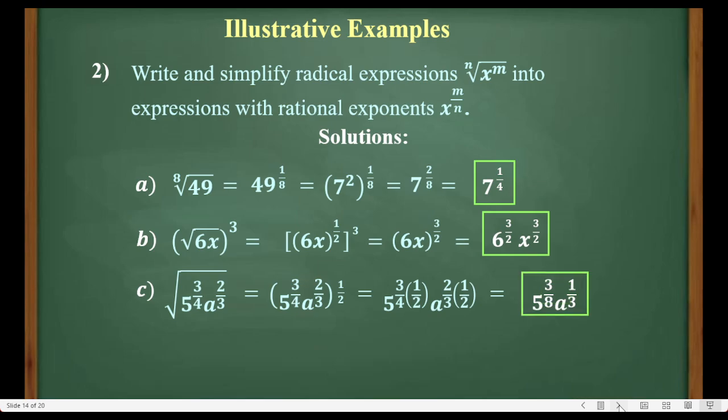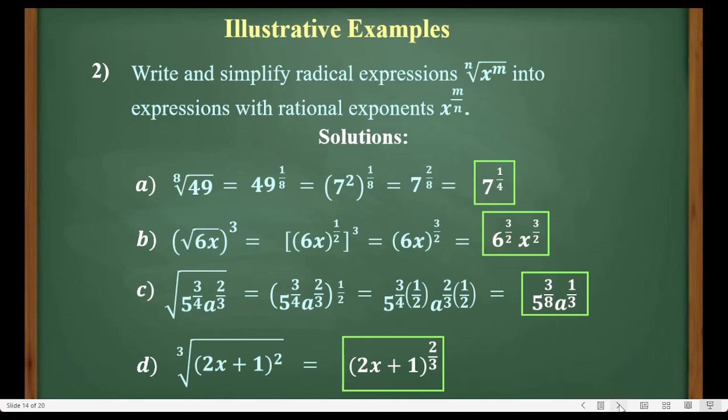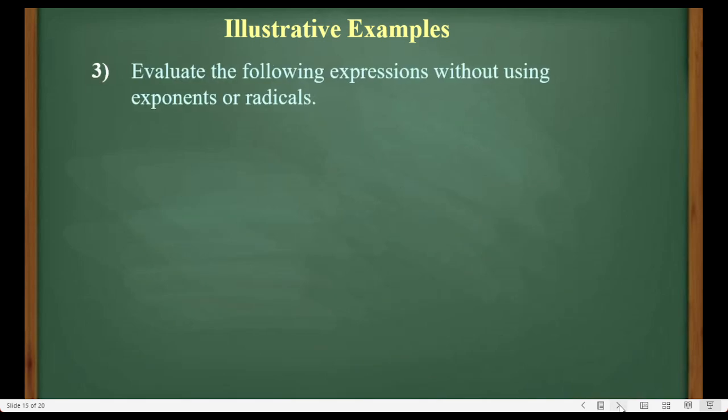Next, letter D. How about this one? Cube root of the quantity 2x plus 1 squared. So, express this into expressions with rational exponents. This will become quantity 2x plus 1 raised to 2/3, which is your answer. I think we're done with the second set of examples. If you don't have any questions regarding those, let us proceed immediately to the third and last set of examples.